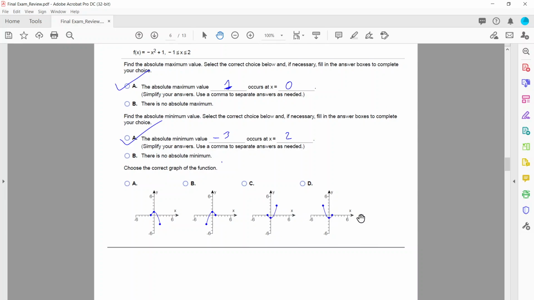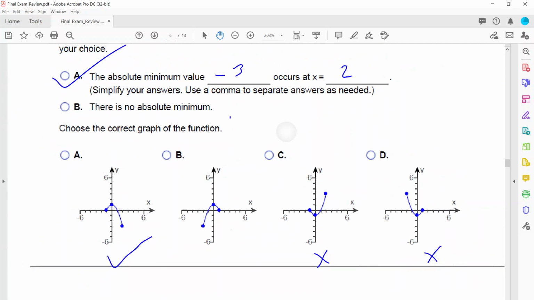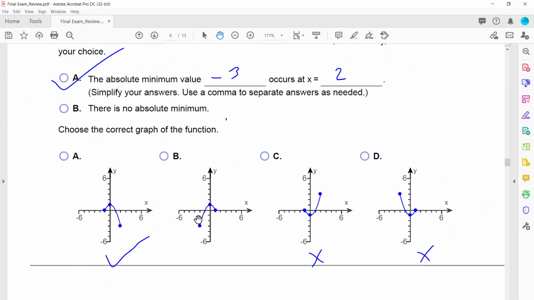So these two graphs are gone. This is not the right one, and this is not the right one, because you can see that at 0 the value is negative. But for these two graphs, at 0 the value is 1. That's right. So you need to figure out which one is the right one. At 2 the value should be negative 3. This is the only one which has negative 3 at 2. If you see here, it's negative 2, not negative 3. That's not the right one, because at 2 the value should be negative 3. So this is the correct graph for the function we have been given.